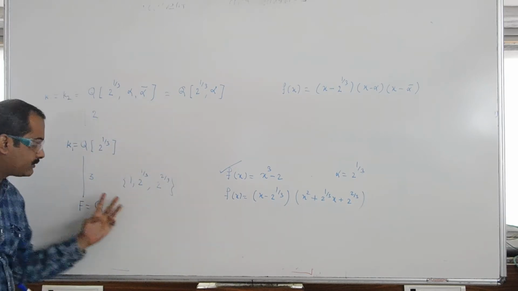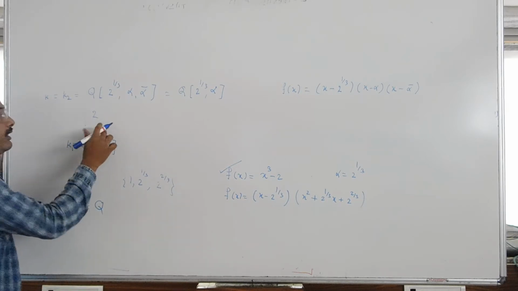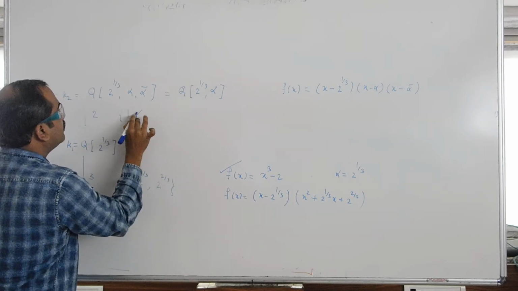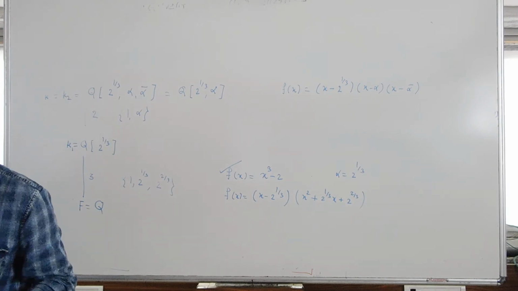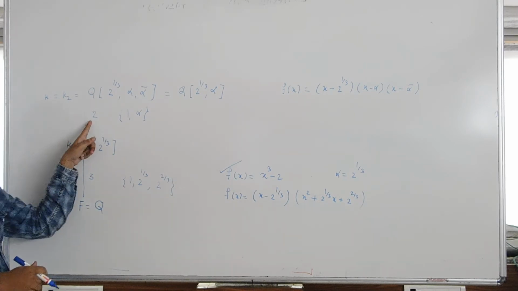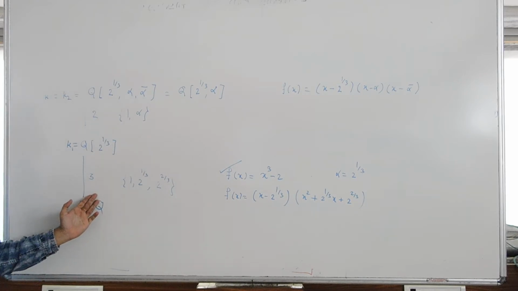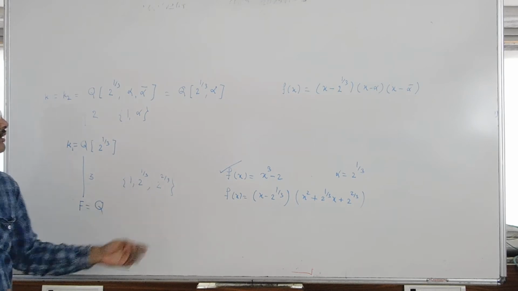Degree 3 elements are the bases. And here, what do you have? 1 is there and alpha, so already attached alpha. So what do you have? Total degree of extension: here it is 2. These are the two bases. What is here? Degree 3: 1, 2 raised to 1 upon 3, 2 raised to 2 by 3.